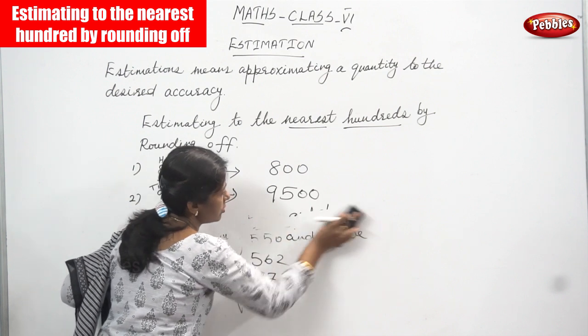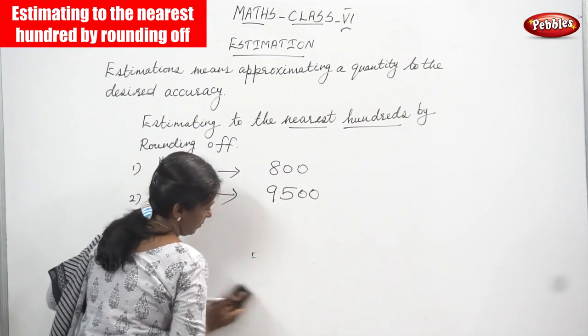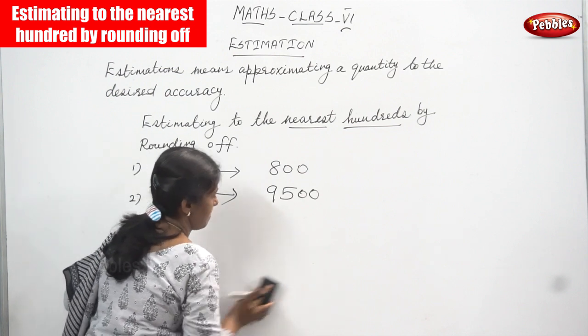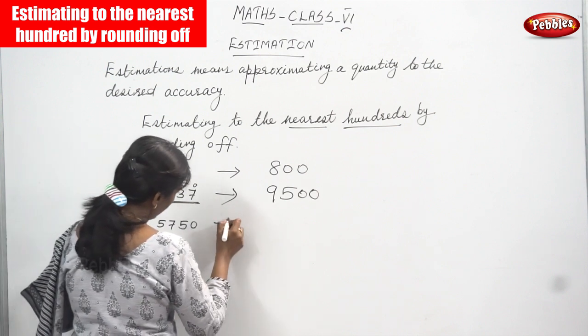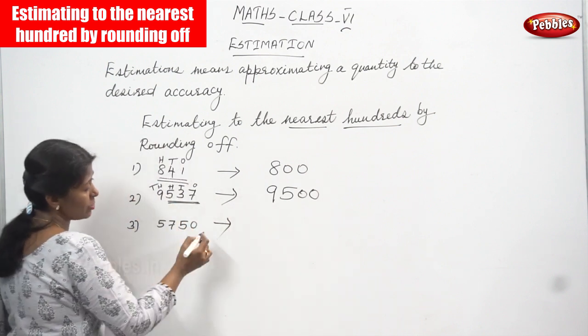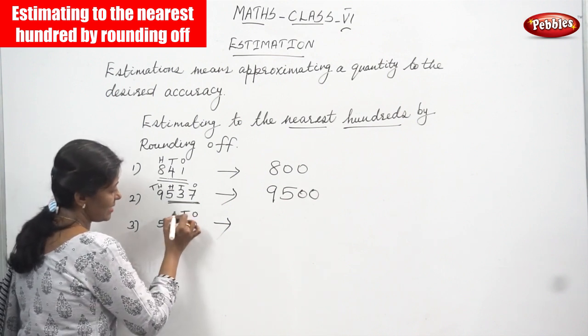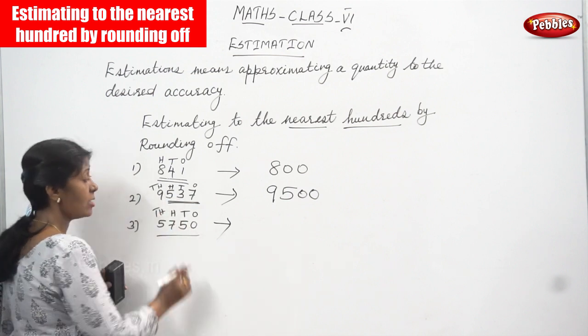I think you understand the second sum. Now we move on to the third sum. Which sum is it? Third sum. Okay, look at the third sum. So this is 5,750. So this is ones, tens, hundreds and thousands again. Okay, 5,750. So look at this.